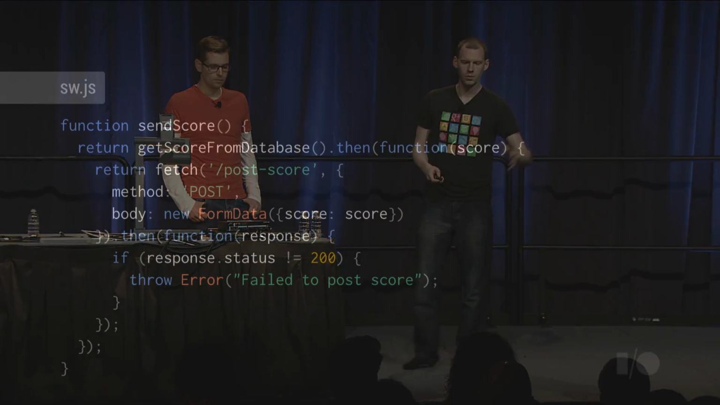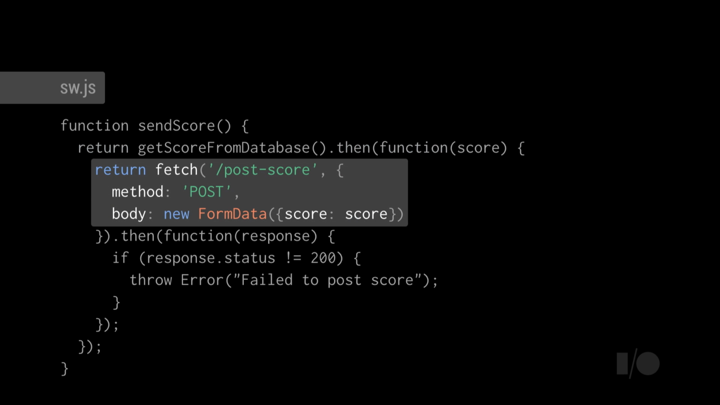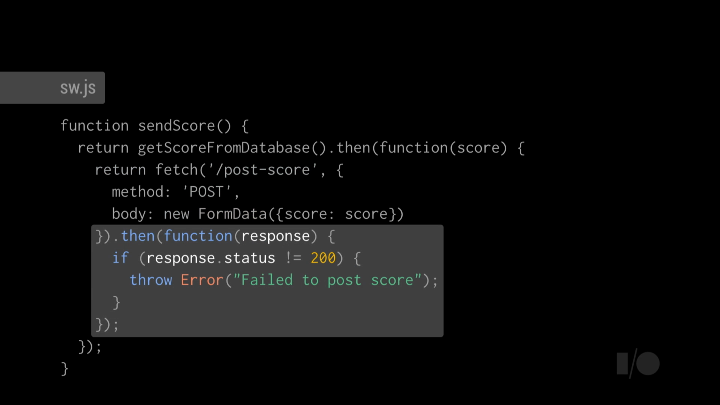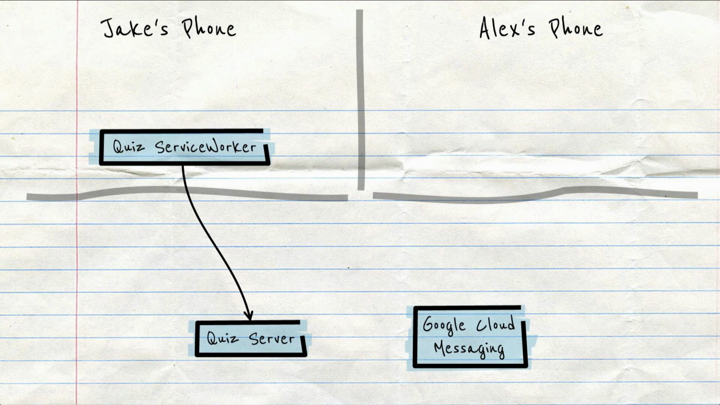In terms of sending the score, we're going to get the score from a database, which could be IDB or whatever, and we're just going to use fetch to post it up to the server. And if that fails, the promise rejects, and it will reschedule the synchronization. If we do get a response back, we're also going to look at the status code. If the status code isn't 200, we're going to throw an error. If you throw an error within a promise chain, that rejects the promise. It does the same thing, which will throw that rejection up the chain into waitUntil, and it will reschedule the synchronization. And that's it. Using the fetch API makes this stuff so much more simple than XML HTTP request, which is terrible.